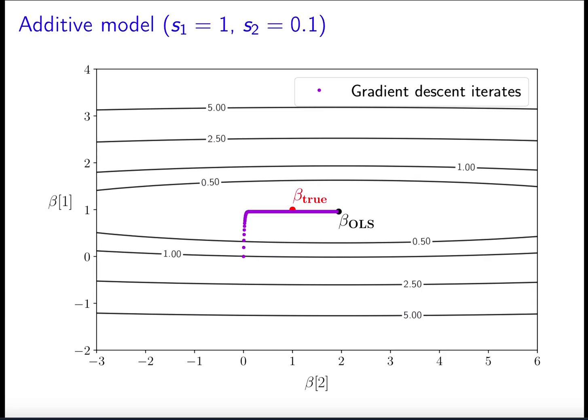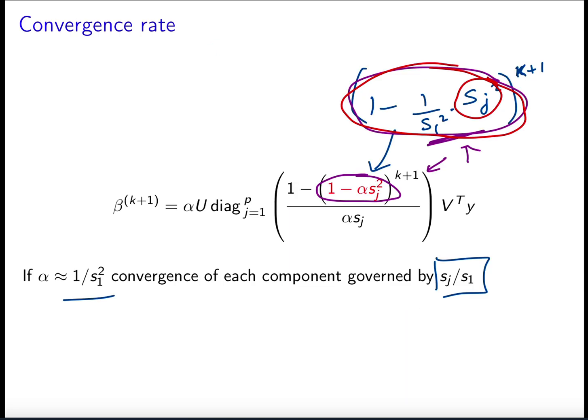And indeed, this is what we observe. Here we have an example where one of the singular values is equal to 1 and the other one is equal to 0.1. So what happens is that we make very strong, very fast progress in one direction, which is the one corresponding to the singular vector associated to the large singular value, because essentially this term for that singular value disappears very quickly.